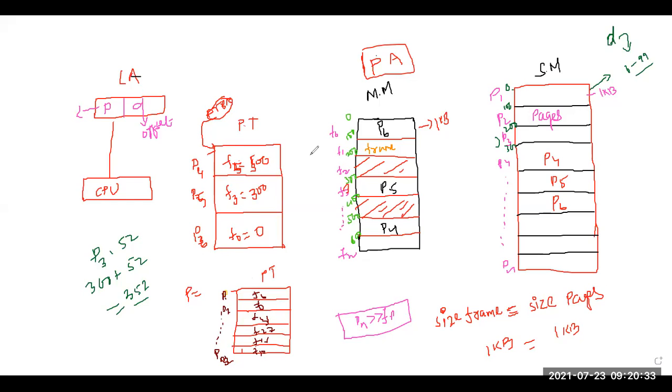Clear? Is it clear? Now let us see how the translation is performed. Okay. Now what will happen? Whenever the CPU creates a logical address, it will not communicate directly with memory. It will communicate with the page table. कहाँ communicate करेंगे हम लोग? Page table में. Now coming back to the same example. Suppose it is a request for page number 3 and offset address 52.